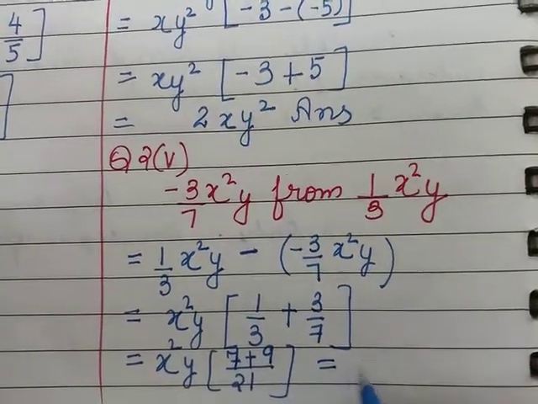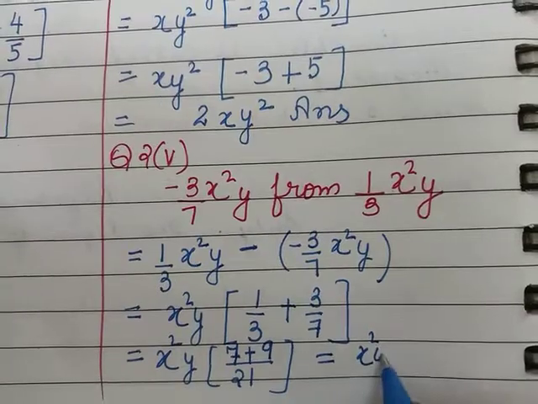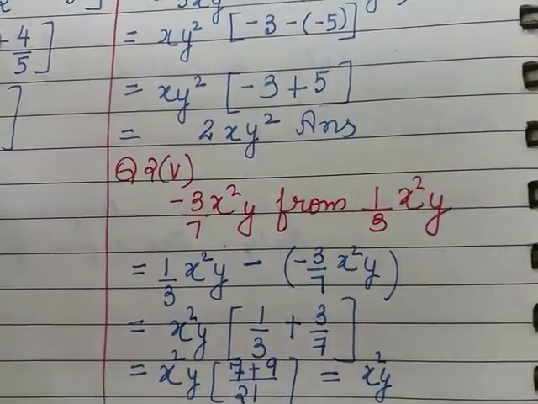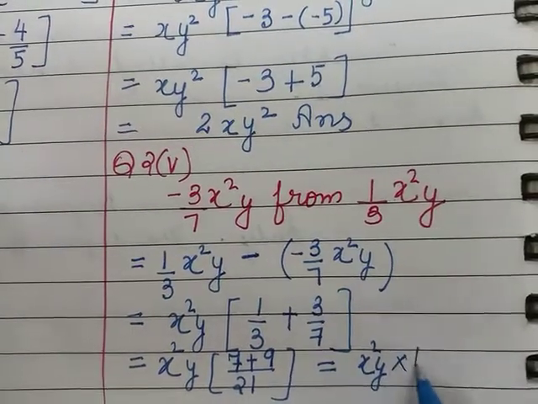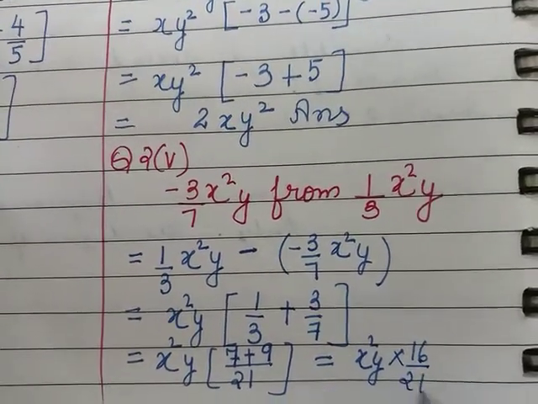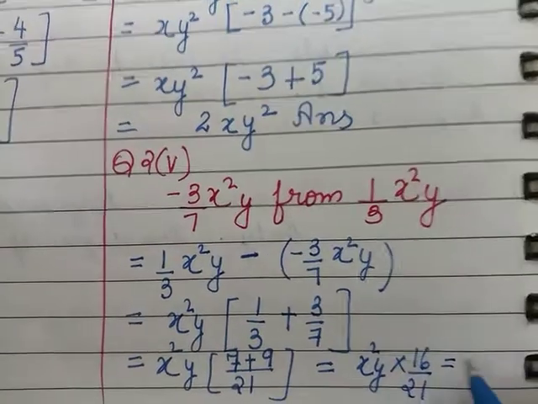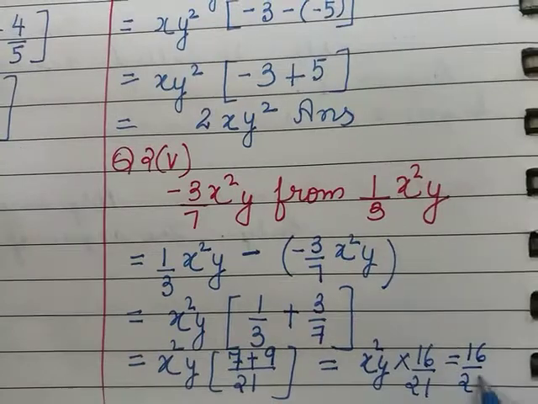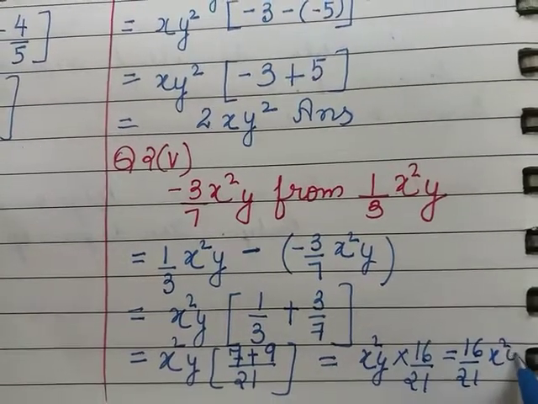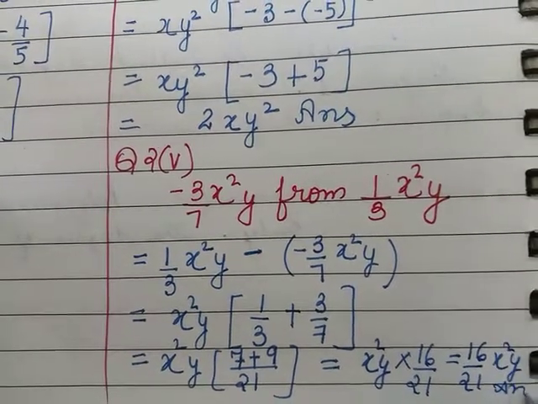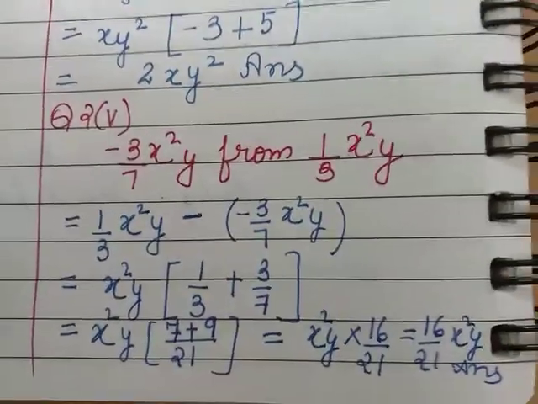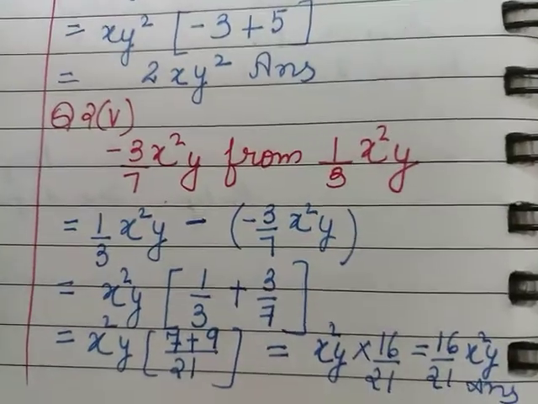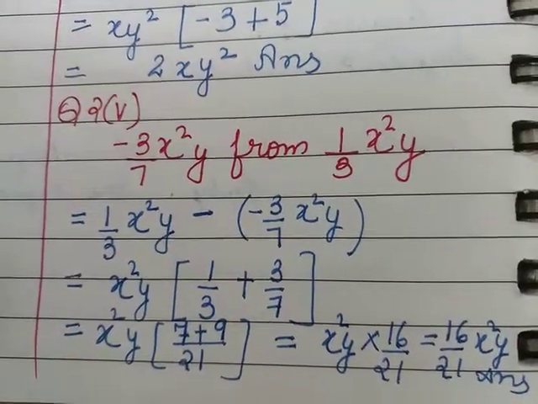So what are we left with? x square y as it is. 9 plus 7 will give you 16. 16 by 21. As it is a proper fraction, we leave the answer in a proper way, that is 16 upon 21 x square y. So this is the answer. Hope everybody has understood how to do addition and subtraction horizontally.